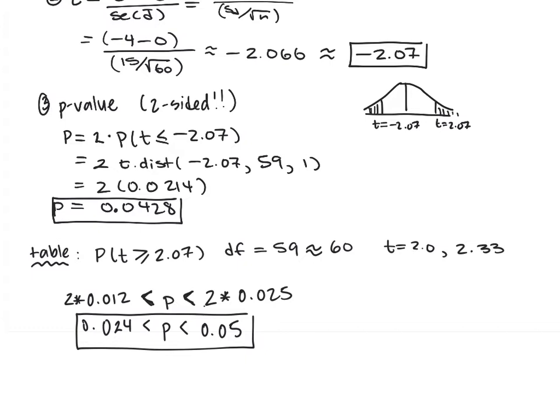If you wanted to be even more conservative, you could have used degrees of freedom equal to 50, but that wouldn't have actually changed the result because the values there are the same. So, not needed.